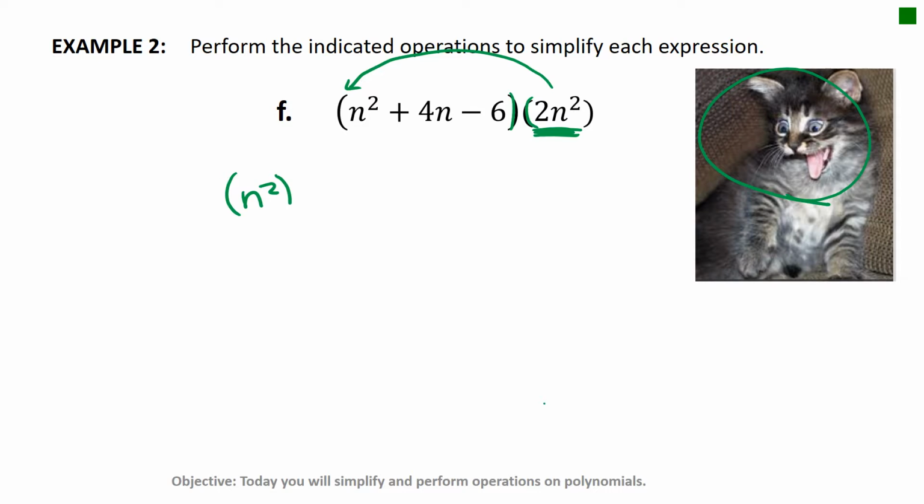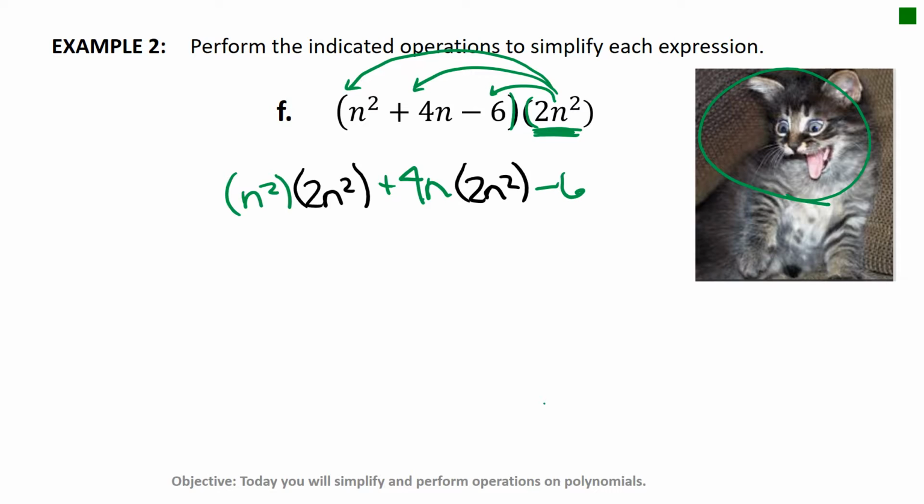So I'm taking n squared times 2n squared, because that's what was in the back. Then I'm going this way. It's a positive 4n. And what was I distributing? Now, distributing means give to everybody, remember. A 2n squared. Go to this next one. There's a negative 6. And what am I giving him? A 2n squared. Then remember, each term is separated by pluses. So I stop when I get to that plus sign.